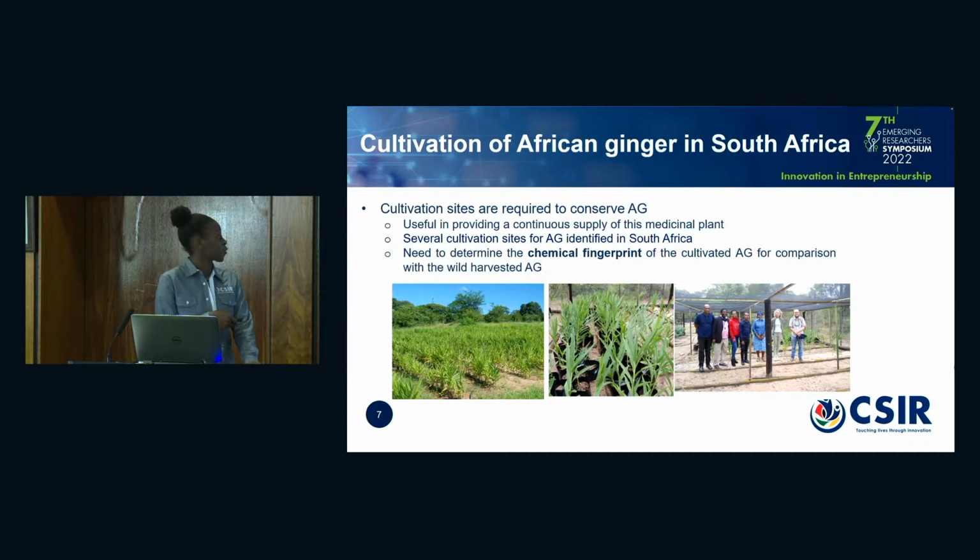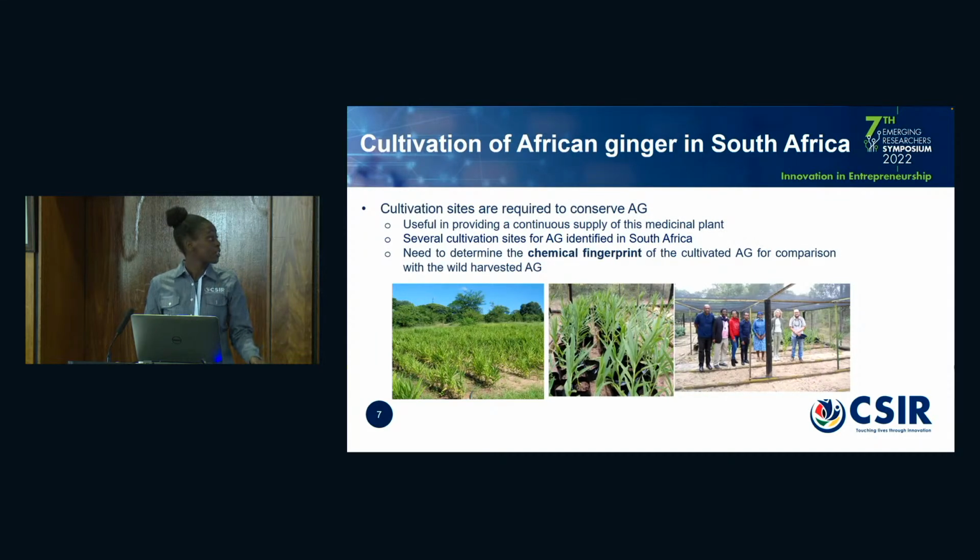The first one is from a commercial farmer that grows African ginger in an uncontrolled environment in an open space. And the second one is from a nursery in Skukuza, Kruger National Park, where they grow African ginger in a controlled environment in an enclosed space, and they also use different fertilizers to compare the growth of the African ginger. The determination of this cultivation site has led to the need to conduct a chemical fingerprint of the cultivated African ginger and compare it to the wild harvested African ginger.